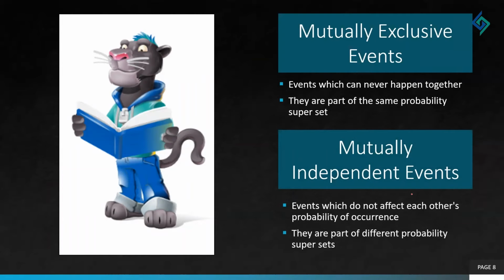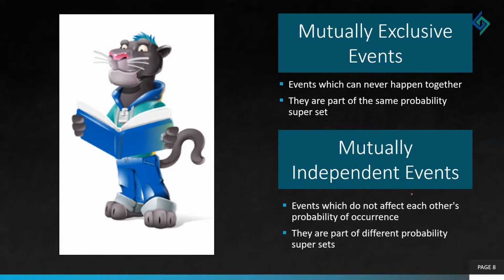If this is clear, then with this basic understanding, let's understand what is meant by mutually exclusive and mutually independent events. Mutually exclusive events are those events which can never happen together, which means if one happens, then that will not allow the other event to happen. So only one of 2 events can take place. Then the 2 events are said to be mutually exclusive events. And mutually exclusive events are part of the same probability superset.